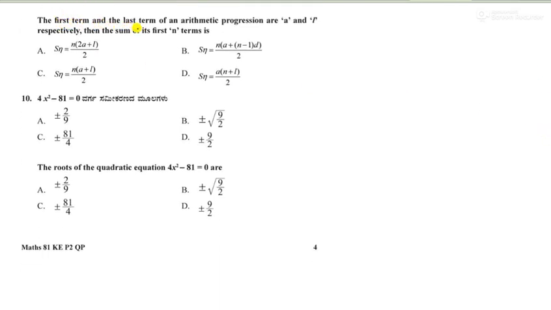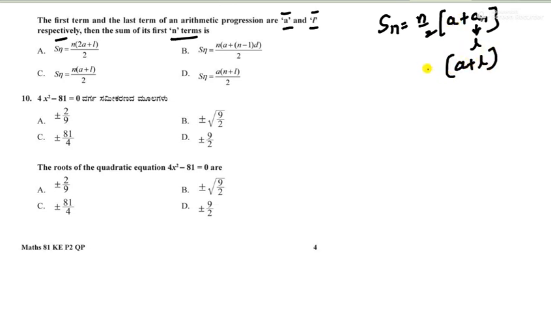The first term and the last term of an AP are a and l respectively. Okay, first term is a and last term is l. Then the sum of the first n terms is what? So you might have learned this one. Sn is equal to n by 2 into a plus an when the first and last term is given, right? So here instead of an they have written l. So it will become a plus l, that's all, and everything remains the same, n by 2. Okay, so you just look for this option. n by 2 into a plus l.